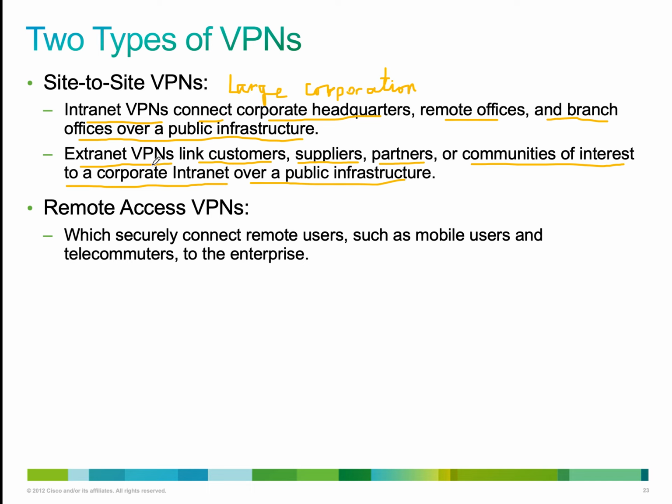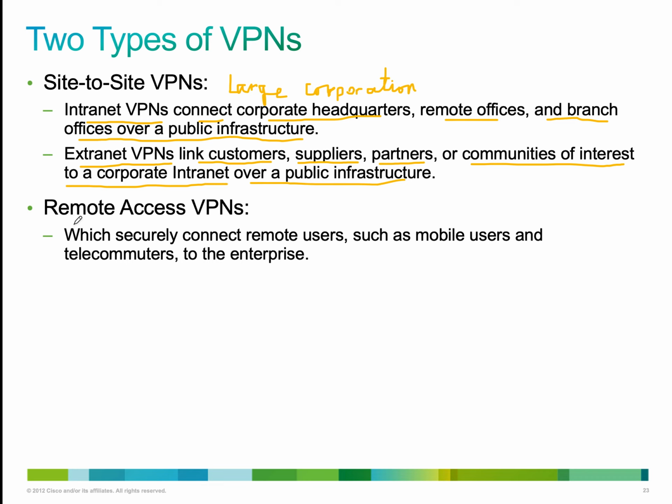Then the extranet, that's for the Intranet. The extranet VPN links the customers, the suppliers, the partners, and the communities of interest to a corporate intranet over the public infrastructure as well. Because everything has to go through the public infrastructure. That's what makes it a VPN, okay, a tunnel in a public infrastructure.